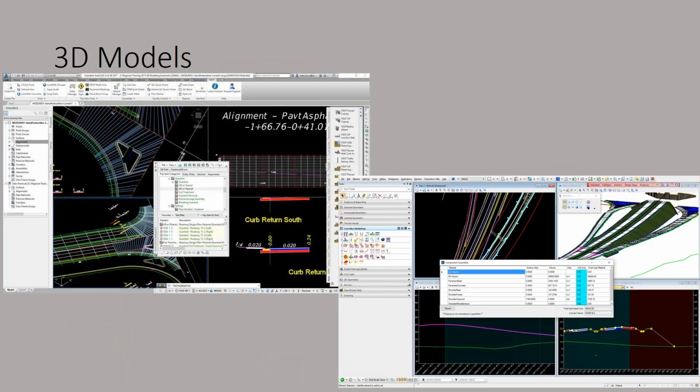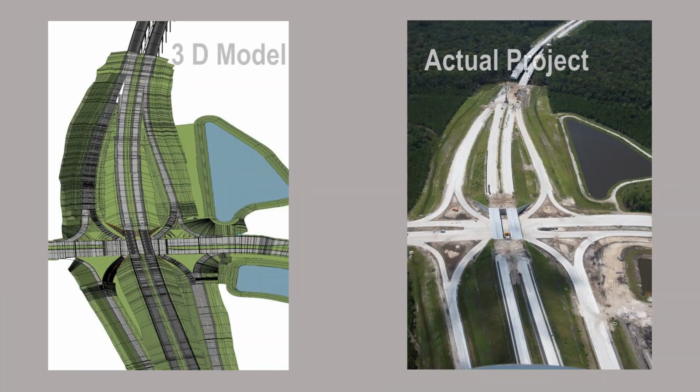There's some screenshots of, I believe this is AutoCAD on the left, and I think it might also be AutoCAD on the right, but just some different shots of some 3D models of some projects. And you can actually start coloring things in, and you can really look at the project from a 3D sense as opposed to just looking at the plan and profile. And here's the 3D model on the left and the actual project being constructed on the right, an aerial view of it.